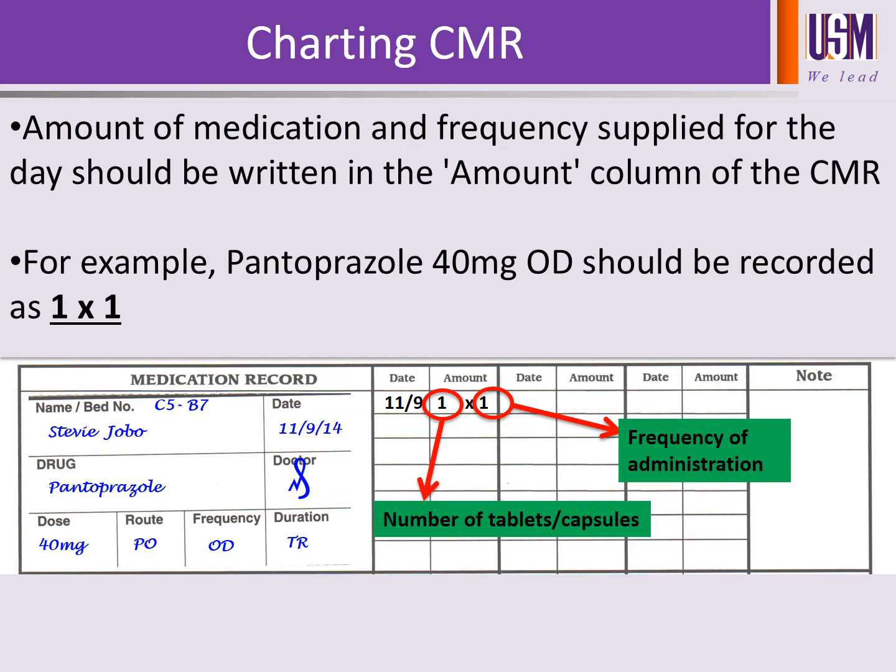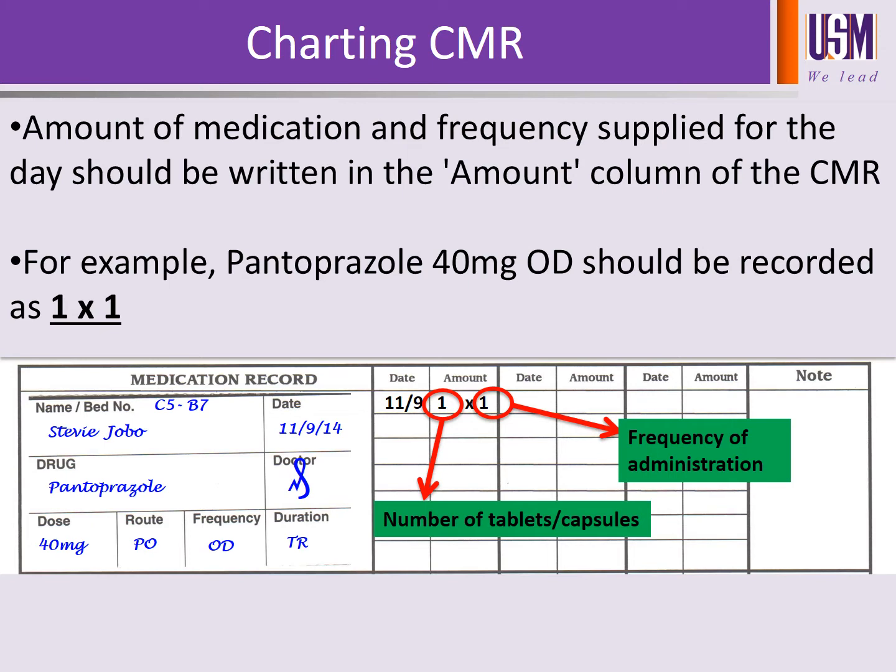So what you have to write here is 1 times 1. The first one is for the number of tablets. Because pantoprazole is a capsule, there is only one capsule, 40 mg capsule. So we write there 1. The second is the frequency of the administration. Here the example is OD, right? OD is daily, so it's once daily. That's why we write 1 times 1.